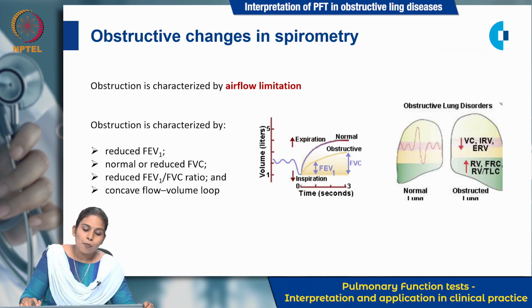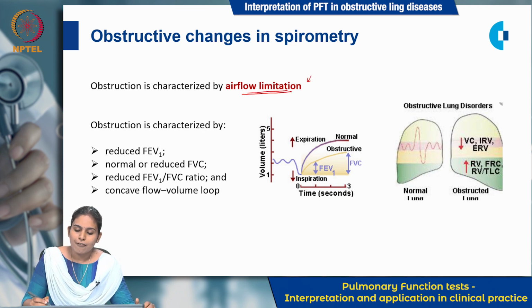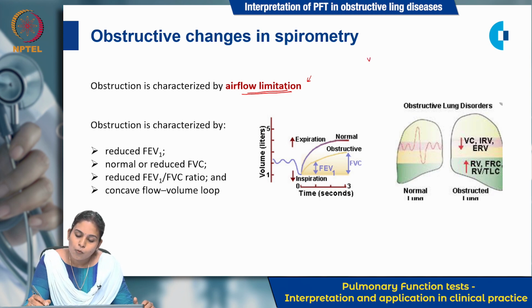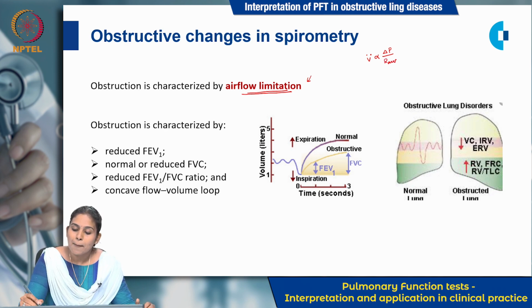Okay, so next we will see the obstructive changes in spirometry. What I mean by the term obstruction is that it is characterized by airflow limitation in spirometry. I already told you that the airflow is directly proportional to the change in pressure divided by your airway resistance. So in your obstructive airway diseases, the airway resistance increases and subsequently your flow decreases. Okay, so this is what is happening in your spirometry also.